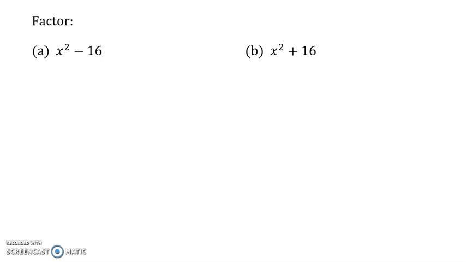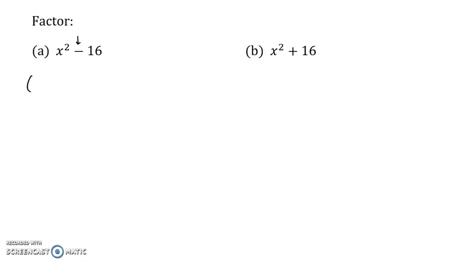Let's go ahead and take a look at our next example. This time we're being asked to factor x squared minus 16. Notice on this one we only have two terms, and this one is a difference of perfect squares. Right? X squared is a perfect square because x times x gives us x squared. 16 is a perfect square because 4 times 4 gives us 16. And we have a difference because we have the subtraction sign here in the middle.